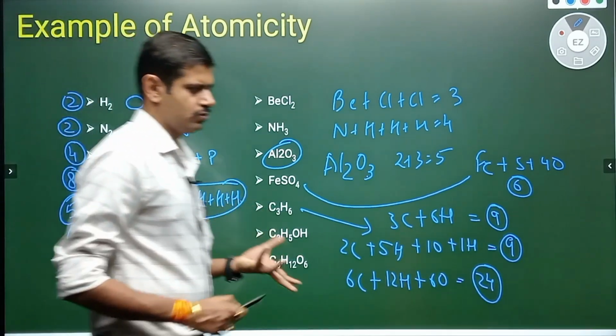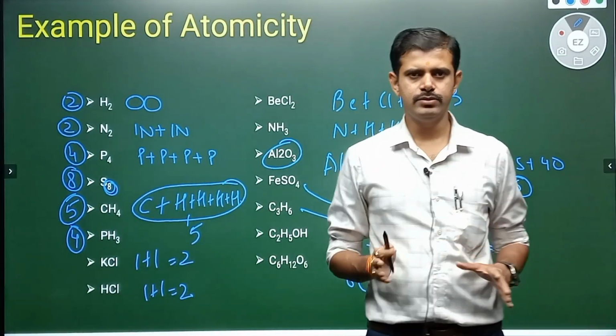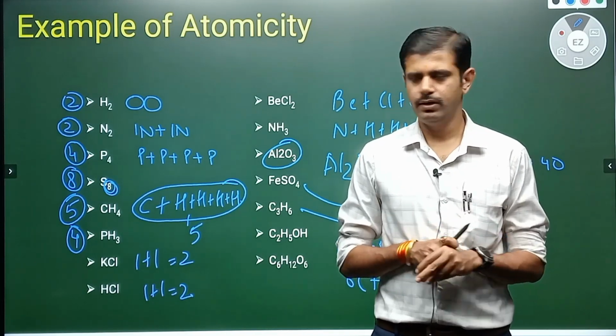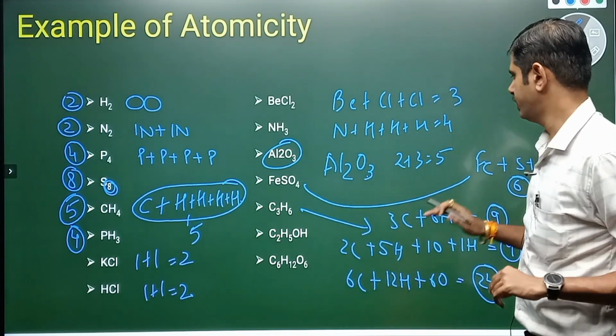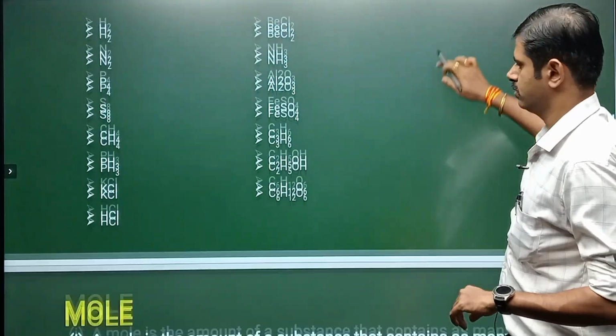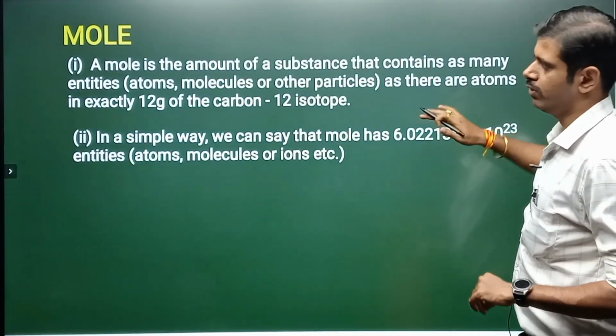So what is atomicity? It is the number of atoms in any molecule. Clear? Now we will come to the next slide. The next slide is mole. Now what is mole?